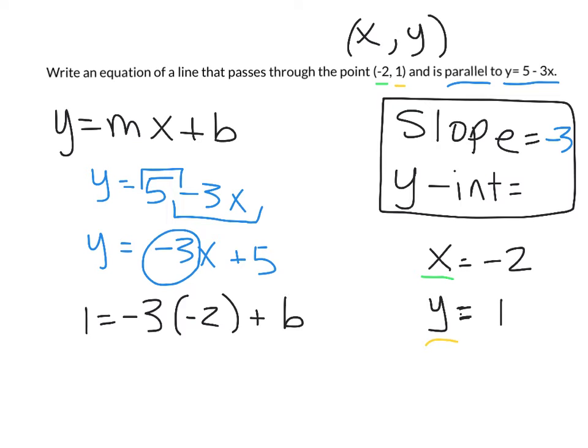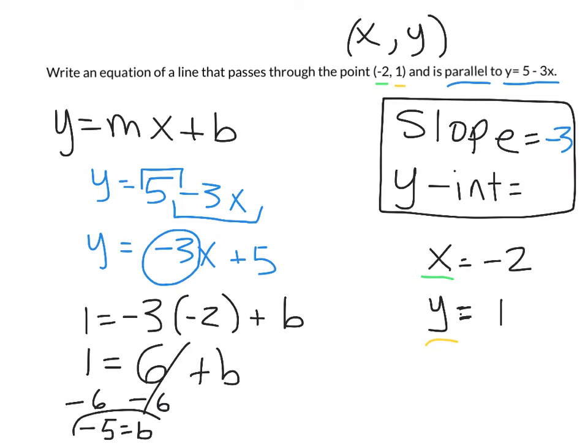Well, now we're just going to solve this equation. So 1 equals -3 times -2 is +6 plus b. Now to get b by itself, we subtract 6 from both sides, and we get b is equal to -5. Well, now we have a y-intercept. So with that y-intercept, -5, we now can write the equation of our line.